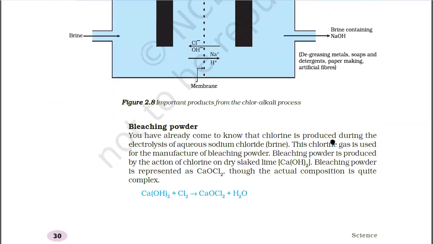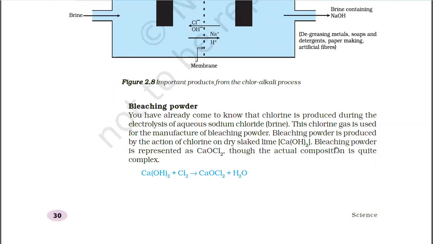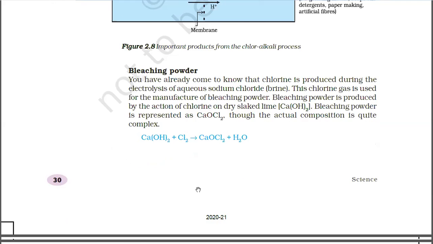Bleaching powder. You have already come to know that chlorine is produced during the electrolysis of aqueous sodium chloride. This chlorine gas is used for the manufacture of bleaching powder. Bleaching powder is produced by the action of chlorine on dry slaked lime. Bleaching powder is represented as CaOCl2, though the actual composition is quite complex. Ca(OH)2 plus Cl2 gives CaOCl2 plus H2O.